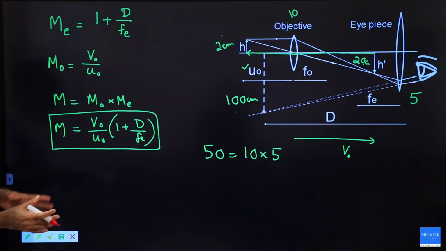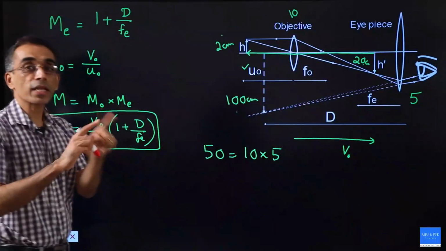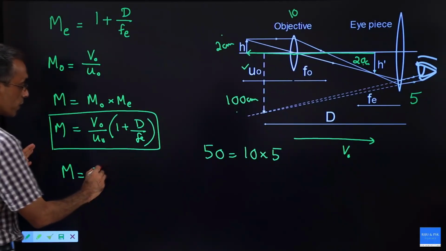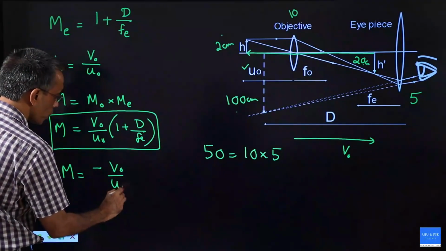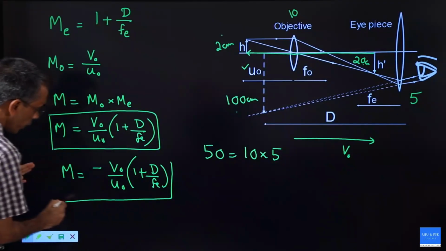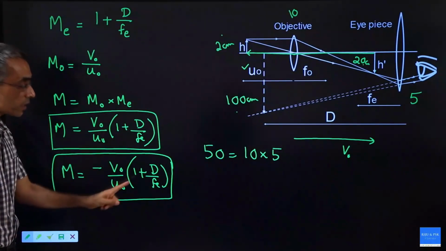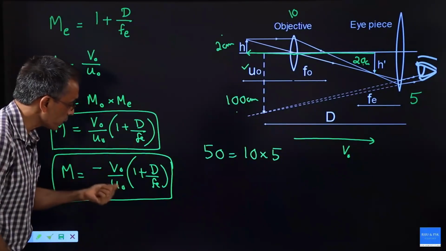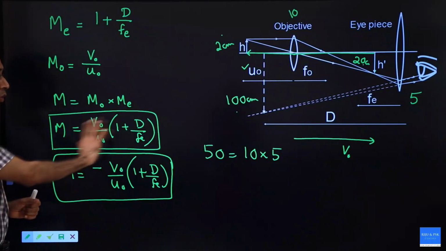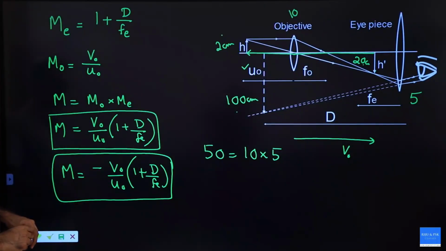Now, in a compound microscope, the object and the final image are inverted. To show that inversion, we may sometimes use a negative sign here: minus V0 by U0 into 1 plus D by Fe. Now, I will tell you happy news. What is that happy news? Do not apply Cartesian sign convention here. Simply put their values and calculate. What I am telling is that you should not apply Cartesian sign convention here. If you get these values, directly substitute and calculate.